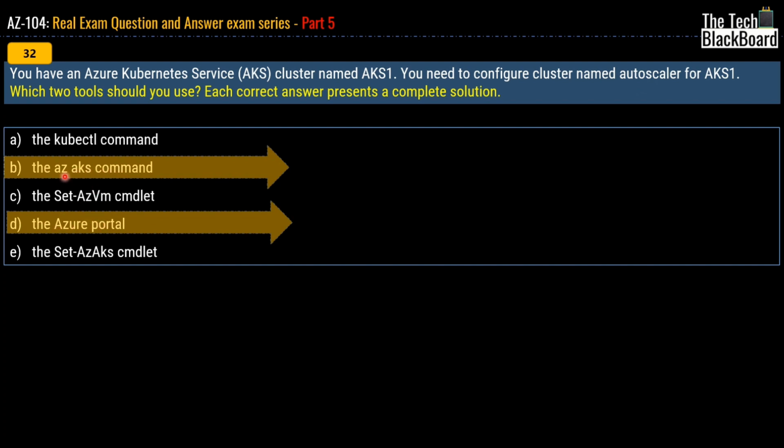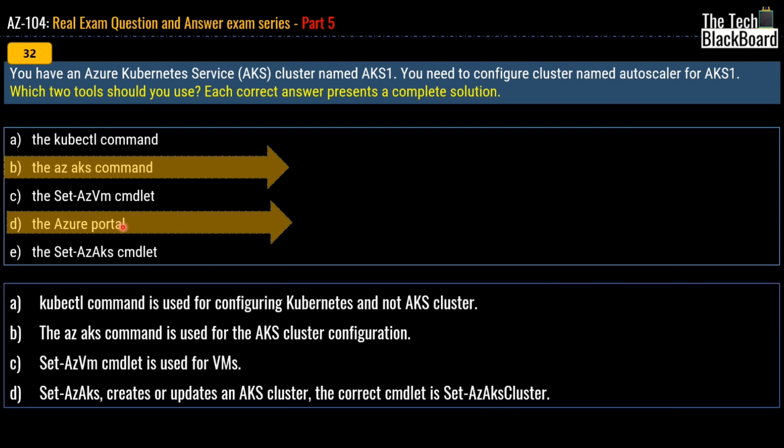Reason being that you use the az aks command for the autoscaling of the nodes and then you use the Azure portal to scale out the nodes. In order to make this clearer, I have put across the details of all the commands that are listed here. So let's read out each command. The kubectl command is used for configuring Kubernetes and not the AKS cluster, and that's the reason we have not chosen this one.